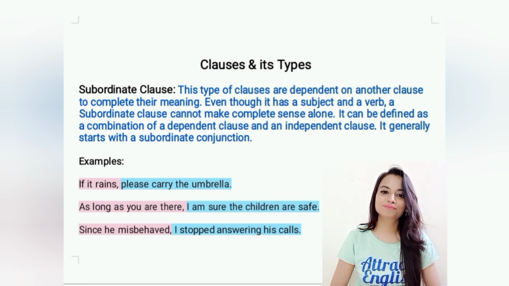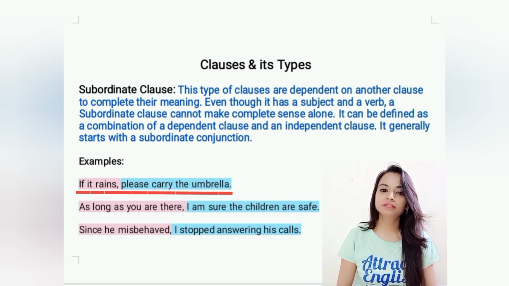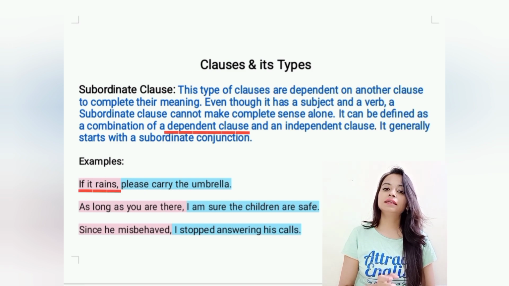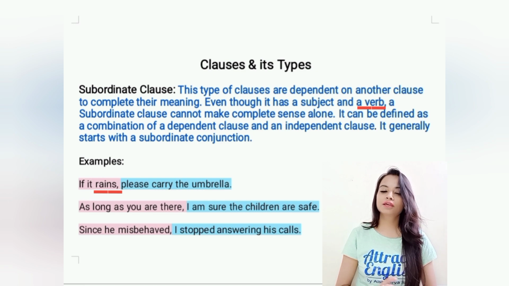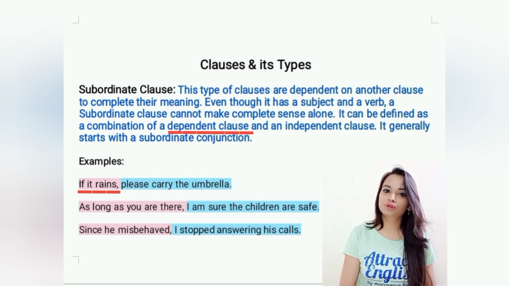Let's understand this better with the help of examples. First, if it rains, comma, please carry the umbrella. Now here, if it rains, this is the dependent clause, and here if is the conjunction, it is the subject, rains is the verb. Now if I say only this part, if it rains, so it sounds incomplete. It is not making complete sense, and therefore this is a dependent clause.